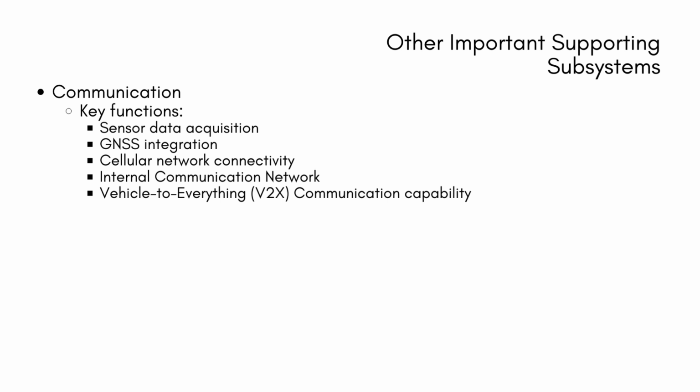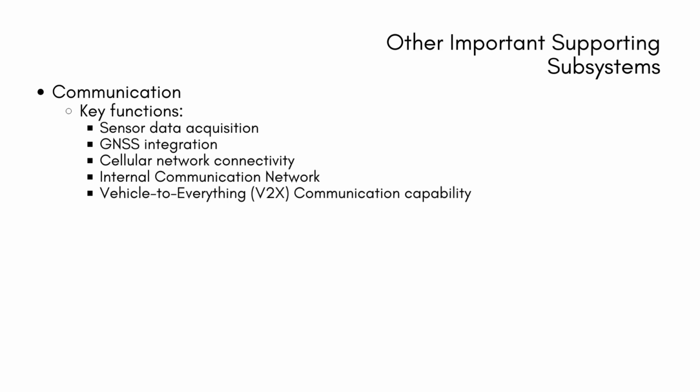Internal communication network. The communication subsystem facilitates communication between different onboard components of the autonomous vehicle. This includes the exchange of data between the control units, ECUs, electronic control units, and other processing units within the vehicle. Vehicle-to-everything V2X communication capability.